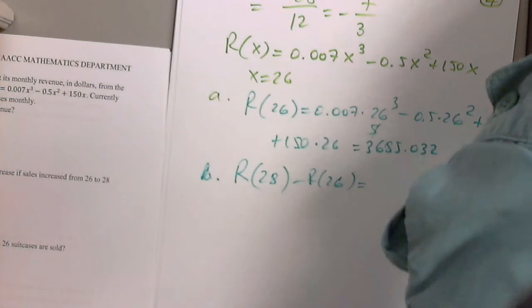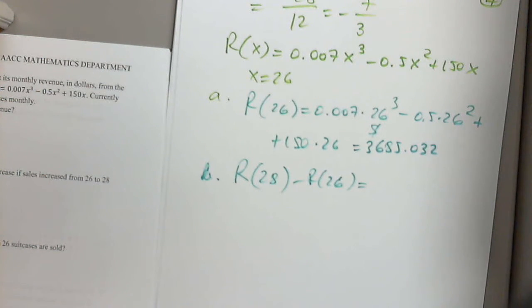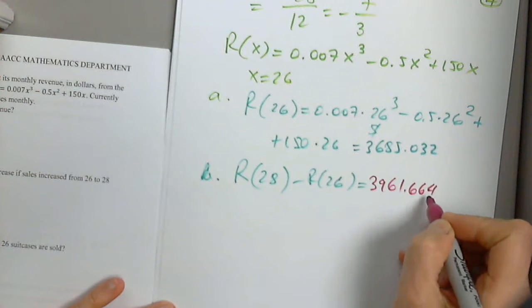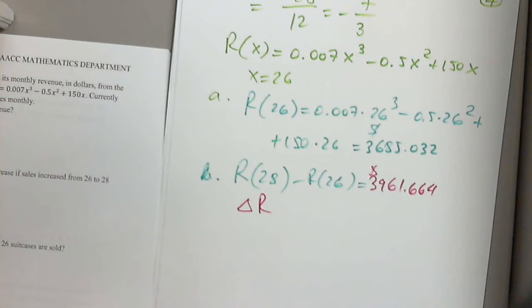However, you can also do this like I'm going to do here. I'm just going to copy the previous entry and go back and replace 26 by 28 everywhere. Just overwrite 26 and press enter. So this is 3961.664.